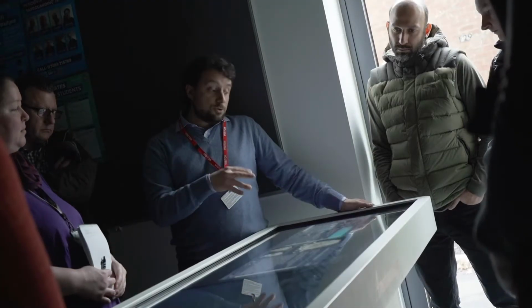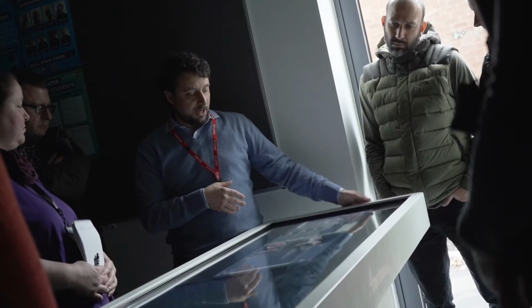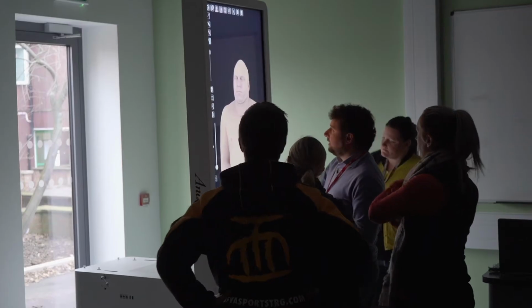It is a table so a group of people can work around it and work together for the same goal, to learn anatomy, and that is really, really important, we believe. That's why it's a table.